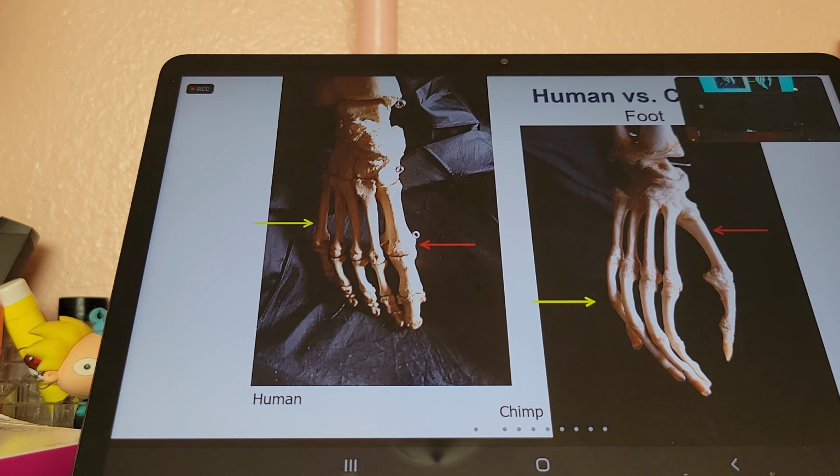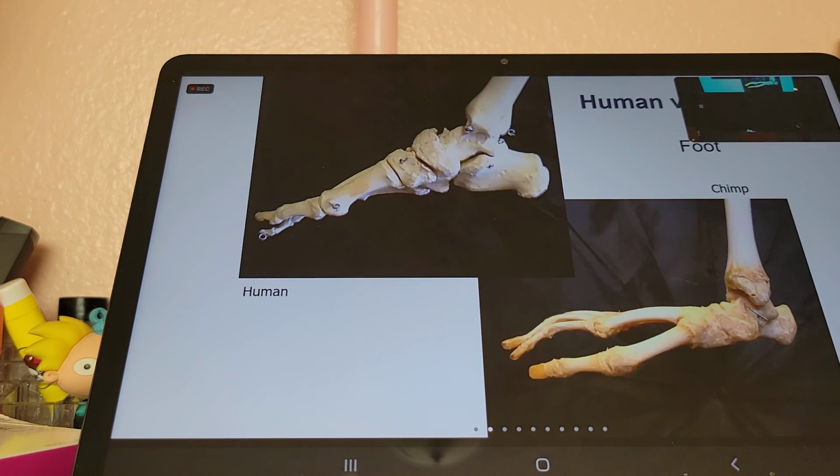And those are arrows to show you the really long toes. And note that the toe bones in the chimp are curved. You also see that in the hand. Curved phalanges, finger bones in the hand and the foot, because it's a grasping hand and a grasping foot.